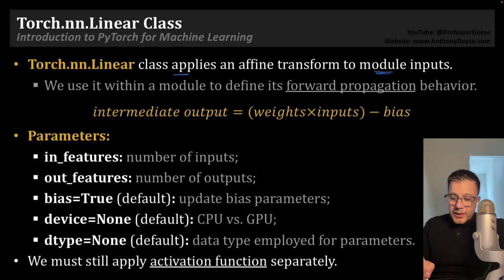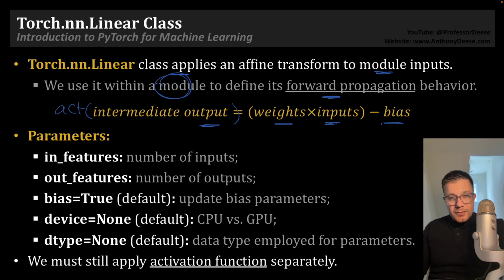And we're going to use it within the torch.nn.module class object to define its forward propagation behavior, or essentially how it generates outputs y based on inputs x. And it uses this weighted sum that we've seen many times before. This intermediate output, because we still have to apply an activation function, is equal to the synapse weights times the inputs minus the bias.